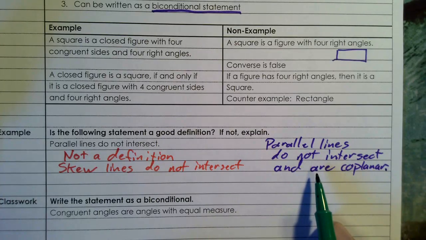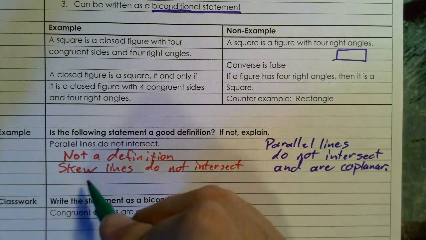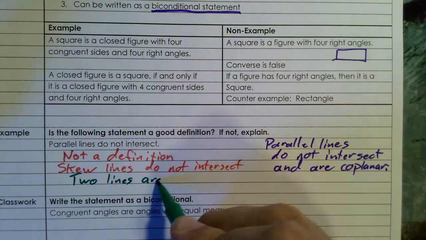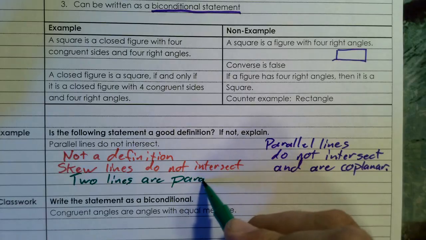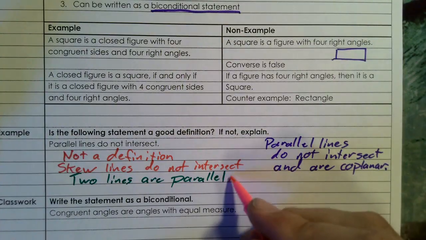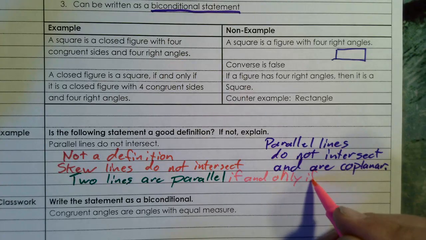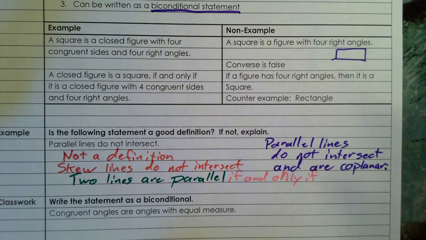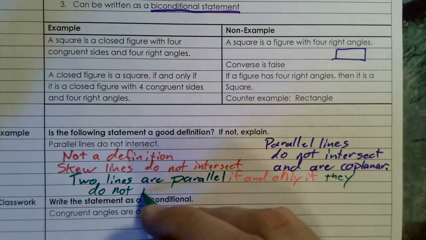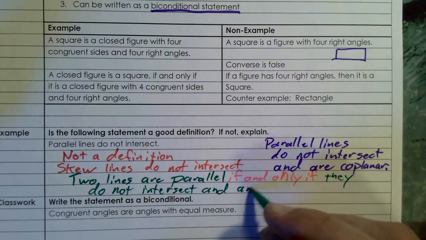This is what we wrote in our notes when we had that first definition of parallel lines. If we wanted to write that as a biconditional, we would say two lines are parallel if and only if they do not intersect and are coplanar.